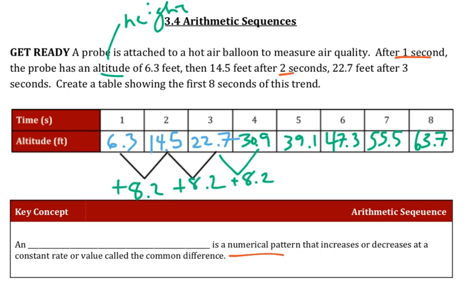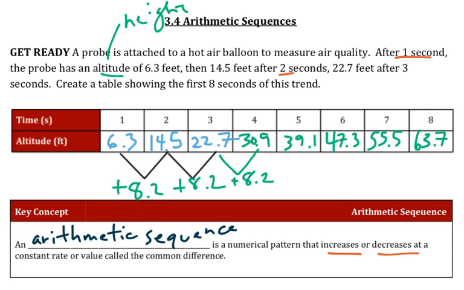So I'm jumping down to the definition. The thing that I want you to fill into this blank is the words arithmetic sequence. So what this says is that an arithmetic sequence is a numerical pattern, so this doesn't involve shapes is what it's saying, that increases, and in this problem above we're definitely increasing, or decreases at a constant rate.